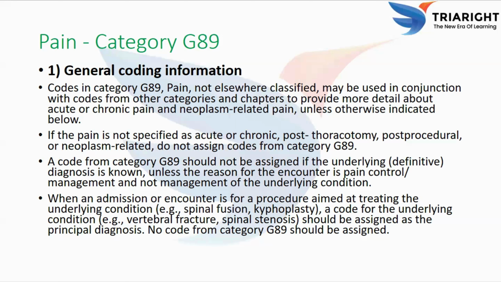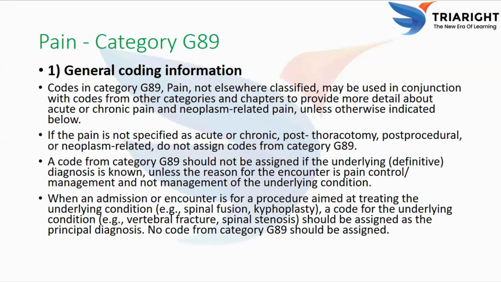So next, coming to rule 4. If the visit or procedure is only to treat the underlying condition, you should not use G89. If the patient is admitted for surgery to fix the problem, for example, like spine surgery, like fusion or chiroplasty, then you have to code the real disease, for example, like fracture or stenosis. You should not use G89 again over here because the goal is to treat the condition, not the pain.